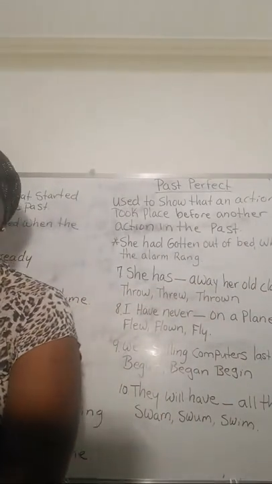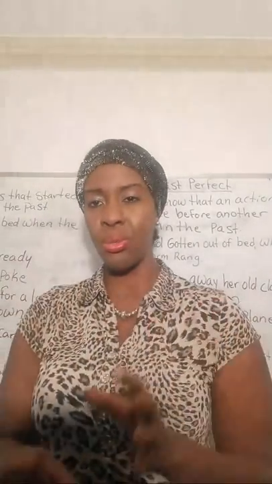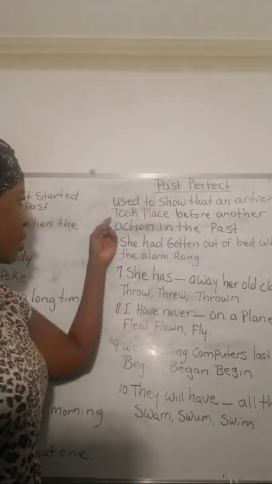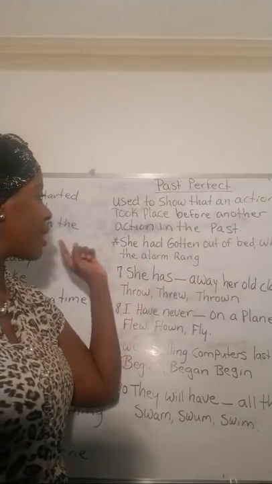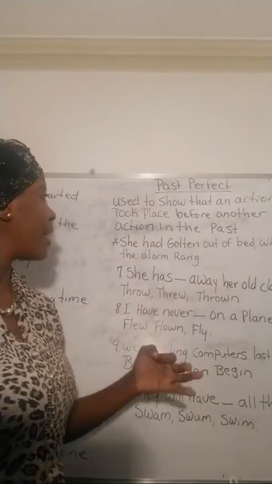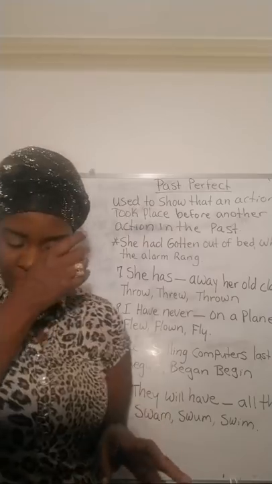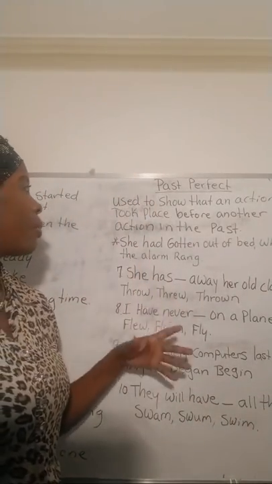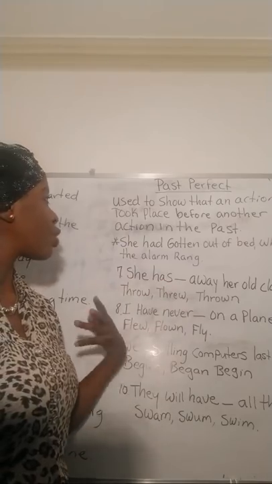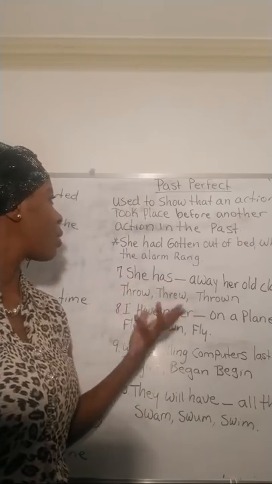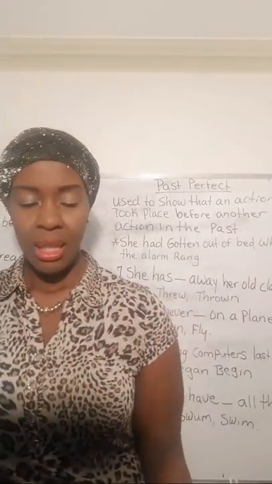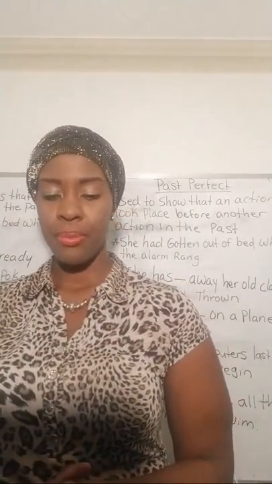Now, let's do the past perfect and we're gonna try to do a little bit of comparison, okay? Past perfect is used to show that an action took place before another action in the past, okay? Let me explain it to you guys better.